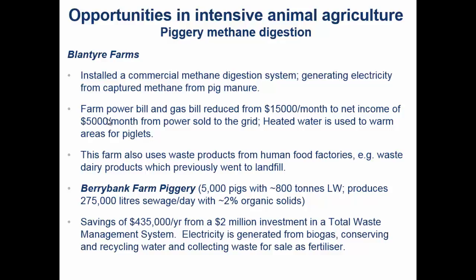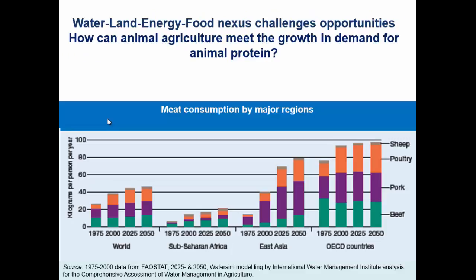This top one, they introduced a commercial methane digestion system. The farm power bill and the gas bill reduced from $15,000 a month to a net income by selling back into the grid of $5,000 a month. The government program provided incentive. The economic benefits actually drove the introduction and will then continue to do so. I'm short of time, so I won't go through the next example, but there are many examples that you can use from intensive animal agriculture.